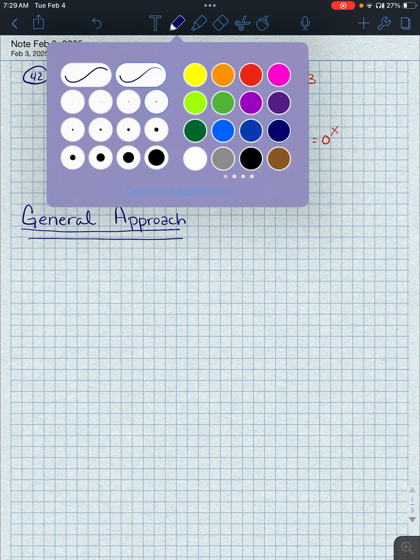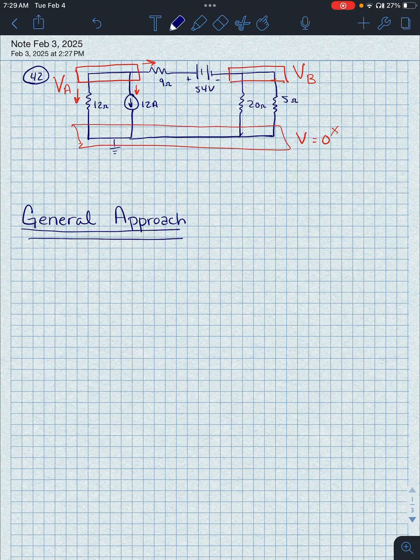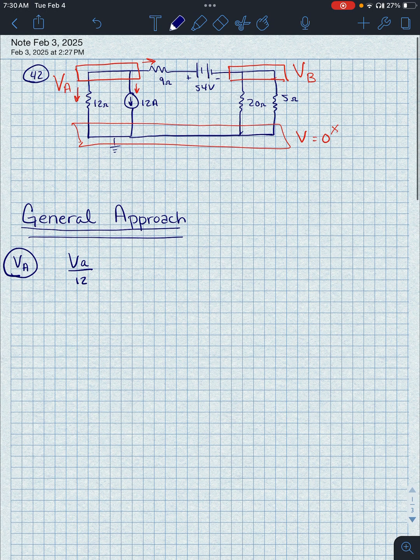So let's look at that equation for VA. In the general approach, we're just going to describe each individual current. So for the 12 ohm resistor, the voltage on the top of that resistor is VA. The voltage on the bottom of the resistor is 0 because that's our reference node. So VA minus 0 divided by 12 would be that current. So I'm just going to say VA over 12 is the current leaving the node through the 12 ohm resistor. And then I come next to the 12 amp source, and the 12 amp source is already leaving the node, and it is a constant of 12 amps, so I don't have to do any math there. I'm just going to add my 12 there.